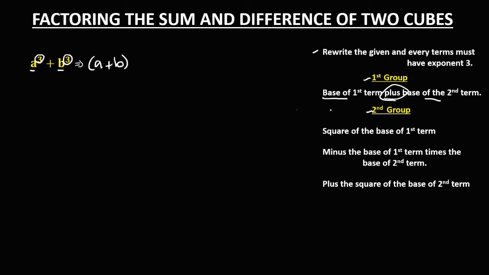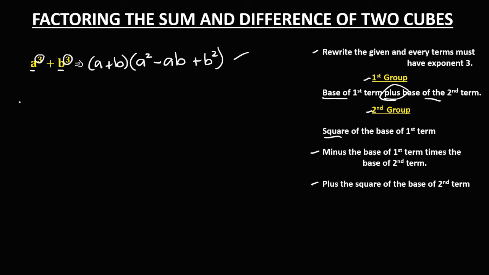Then for the second group, the square of the base of the first term, so we have a squared, then minus the base of the first term times the base of the second term, so minus a times b. Then plus the square of the base of the second term. So these are the factors for this sum and difference of two cubes.